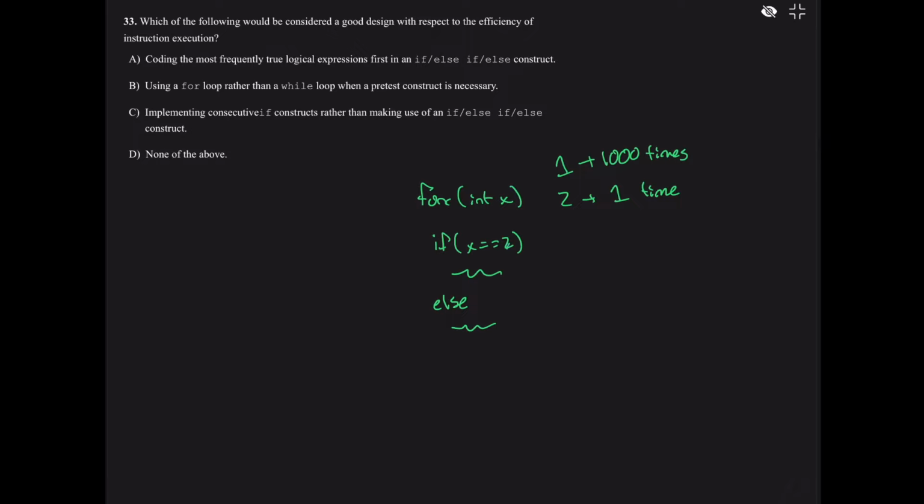But if we did x equals 1 and we just flipped it, then this is much better, because this is only going to execute this line 1,000 times, and then the one time that it is equal to 2, we have to do the extra step of going to the else. So usually the things that are going to happen the most often, you want to have earlier on in your if-else. That way it doesn't have to go too far down the if-elses. So that means A is our correct answer, but let's take a look at the other ones.